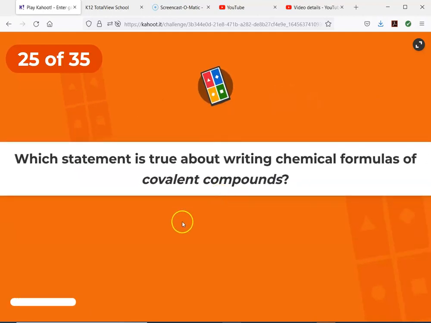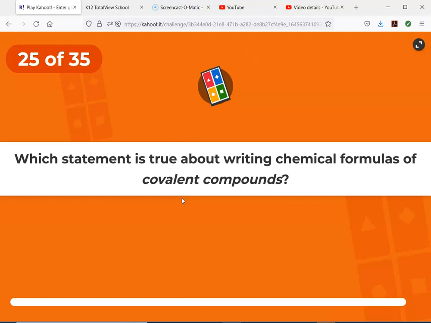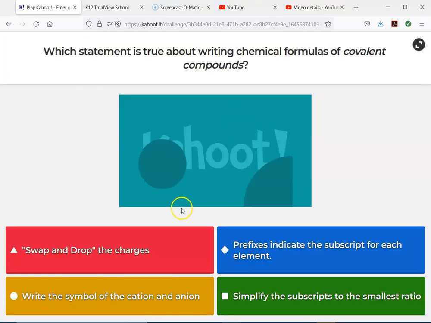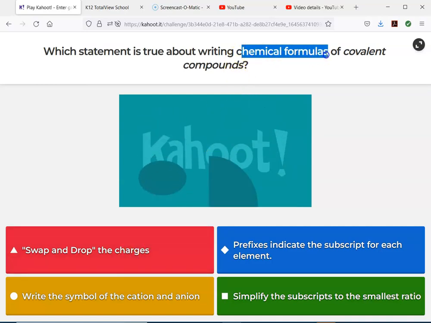Number 25. Which statement is true about writing chemical formulas of covalent compounds? So we're looking for a rule for covalent compounds. One rule is correct, the other rules are not for covalent compounds. Do we swap and drop the charges? Well, covalent bonds don't have charges. Use a prefix to indicate the subscripts for each element.